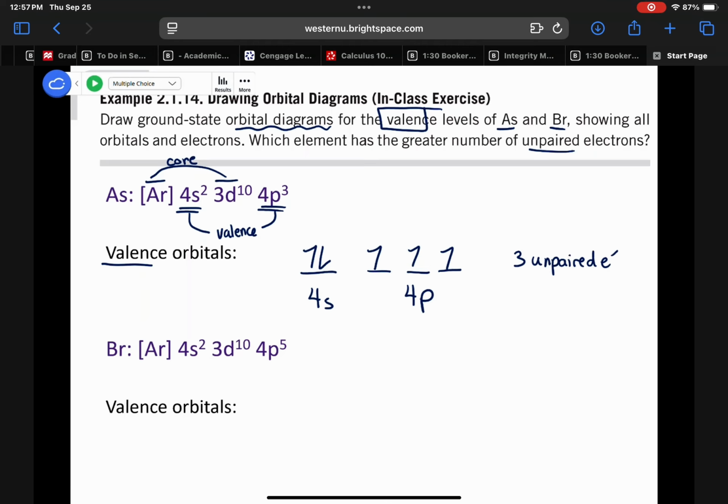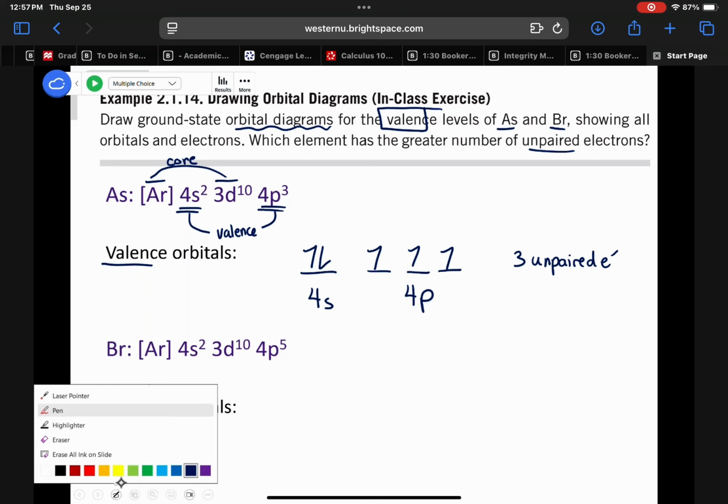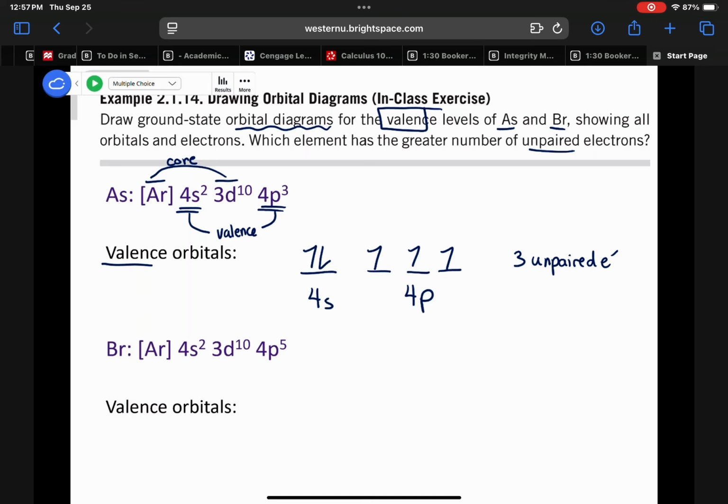Okay, so let's compare this now to bromine. Again, I've written out its electron configuration because that was last class's lesson. We have our 4s and 4p electrons that are our valence electrons. So I'm going to write out my 4s and my 4p orbital diagram. For the 4s, I have an up spin and a down spin, so 2 electrons with opposite spins.